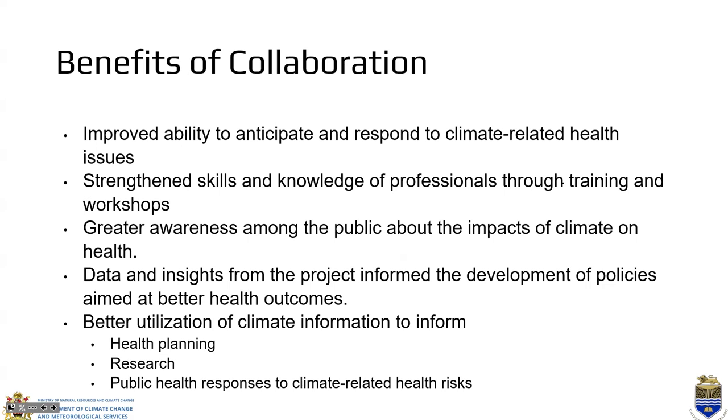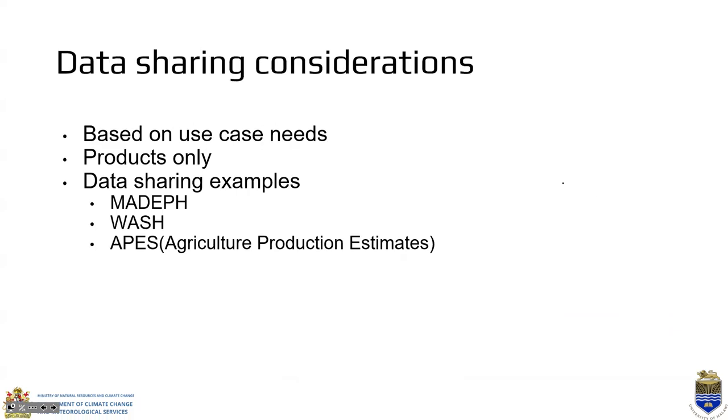As I've already said, through a program called PICSA, which is the Participatory Integrated Climate Services for Agriculture, we are training intermediaries who go and also train the farmers in terms of how they can take action as well as respond to all the climate variability that may happen in their area. At the same time, there's better utilization of climate information to inform health planning, research, and public health response to climate-related risks.